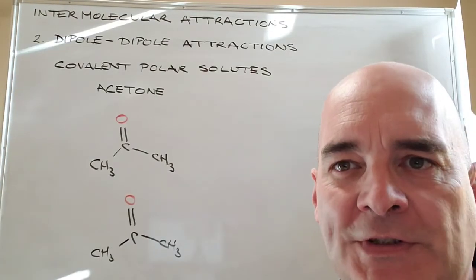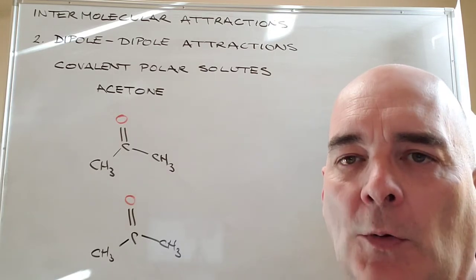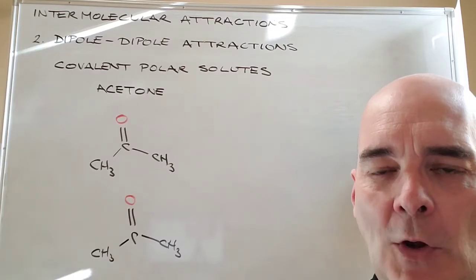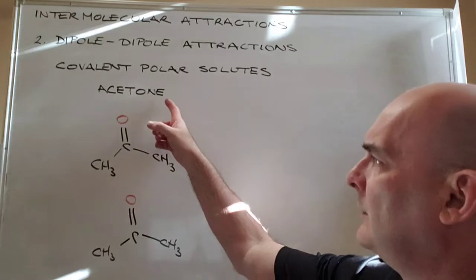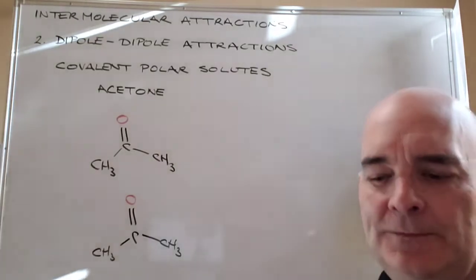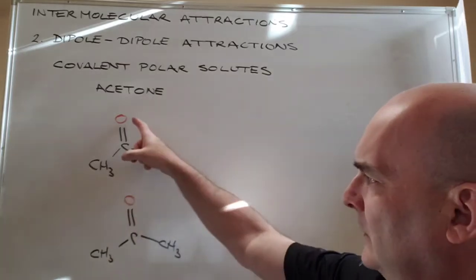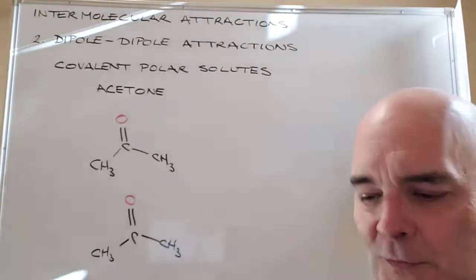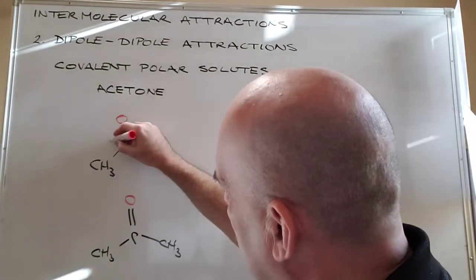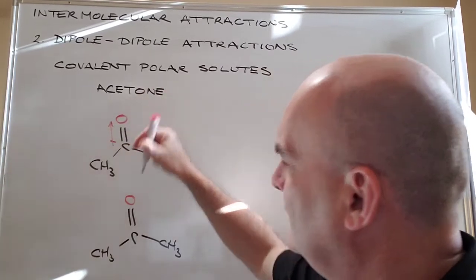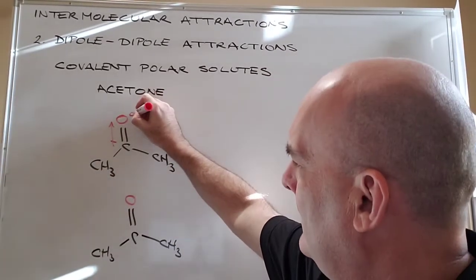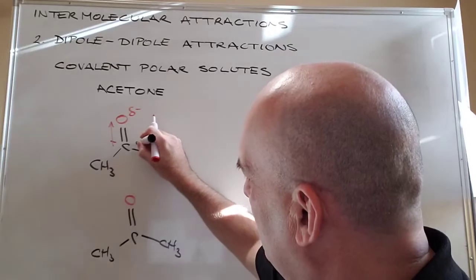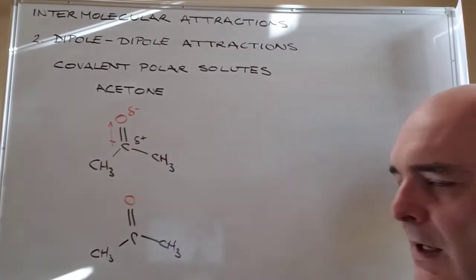The next attraction that we'll see is called dipole-dipole attraction, and it's going to occur between two polar covalent molecules. The molecule we're going to use is acetone, just as an example. Now, acetone has a polar bond. Carbon, group 4, oxygen, group 6. Oxygen is electronegative, which means electrons are being pulled towards this oxygen, making that oxygen a little bit negative, leaving this carbon a little bit positive.